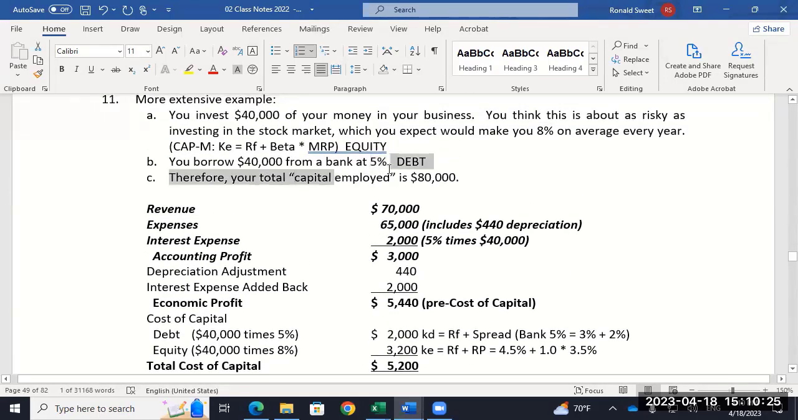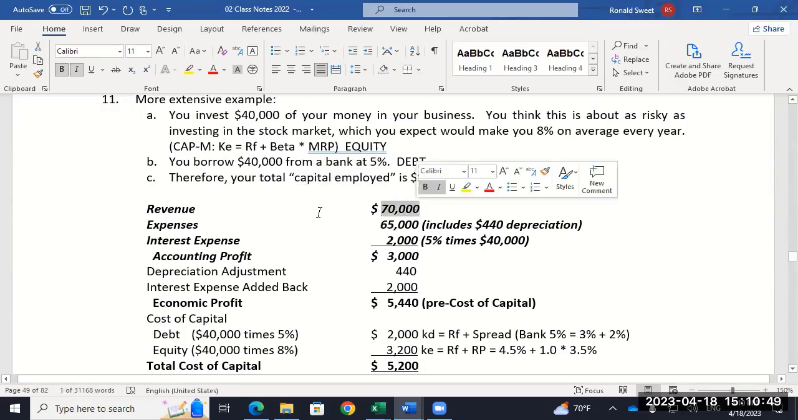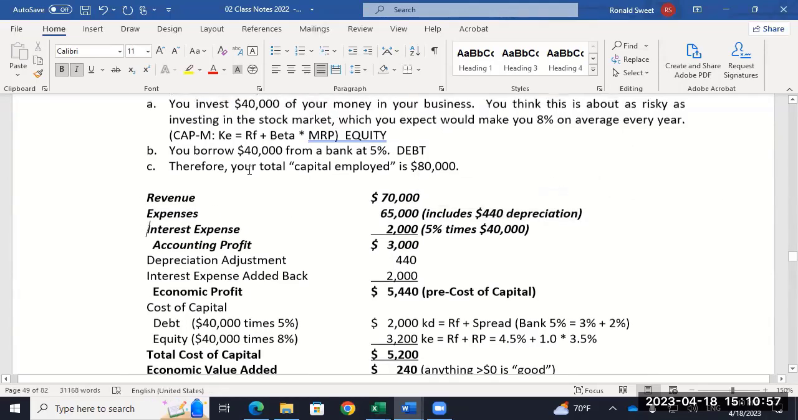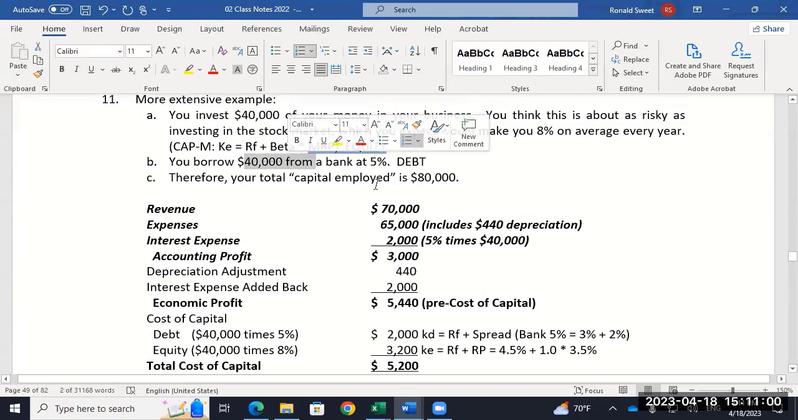And so your capital employed, have you heard that term? That's the same as invested capital. It sounds kind of strange. Your capital is out there working for you, but that's kind of the idea, right? Your capital gets employed. And so you have $80,000 of money that's employed. 40,000 is your money, 40,000 is the bank money, but you've got to pay the bank back. And let's say you make $70,000 in revenue. Your expenses are $65,000. That includes $440 in depreciation. And your interest expense is the $40,000 you borrowed from the bank times 5%, or $2,000. So your accounting profit is $3,000.